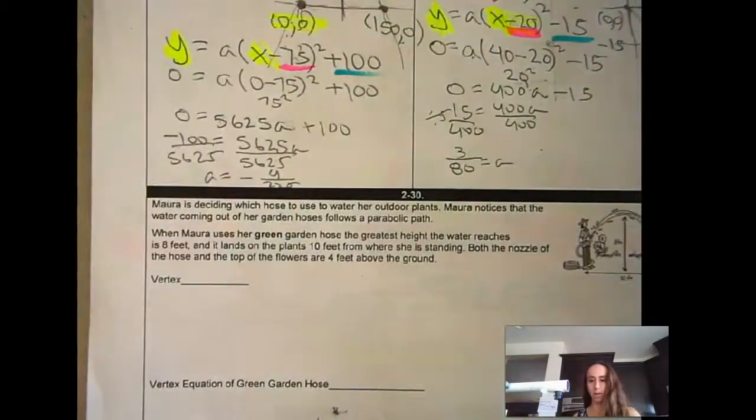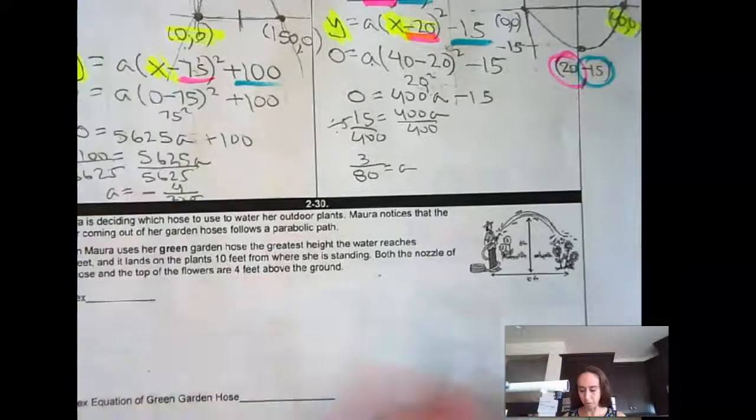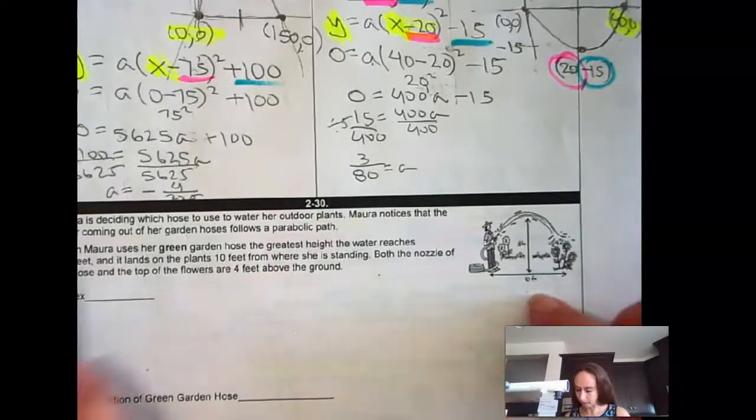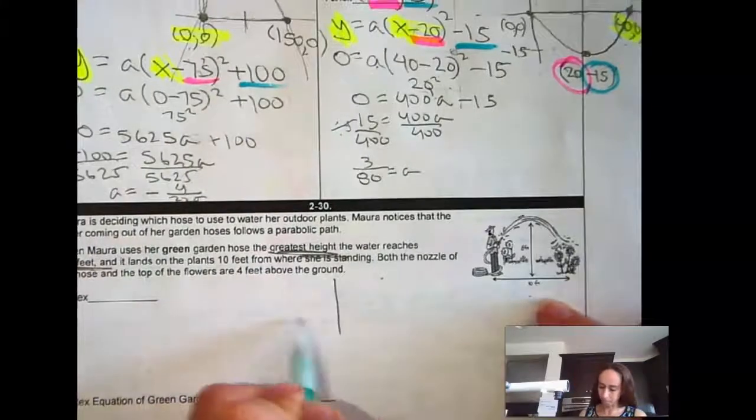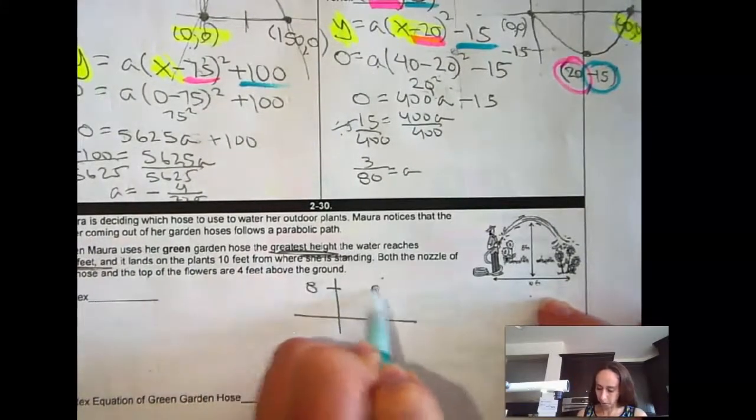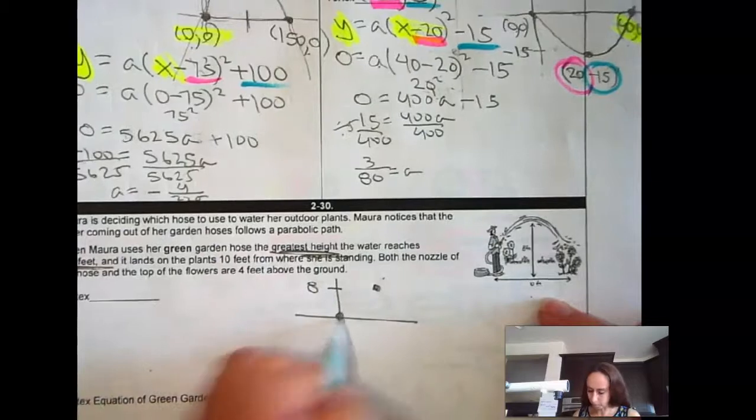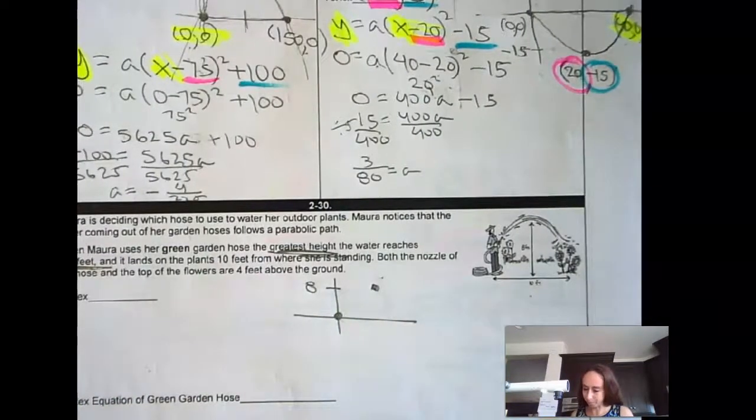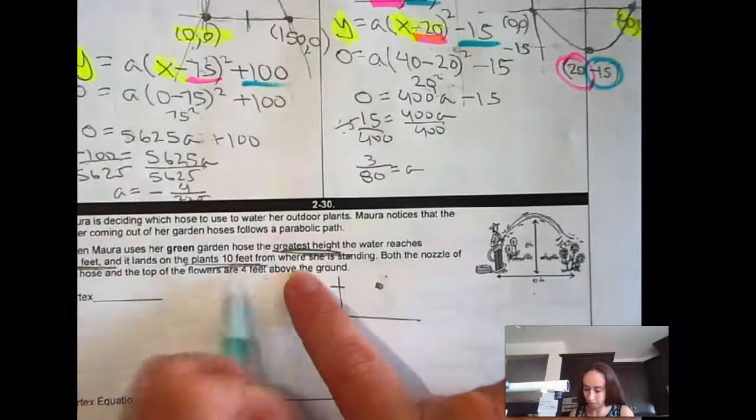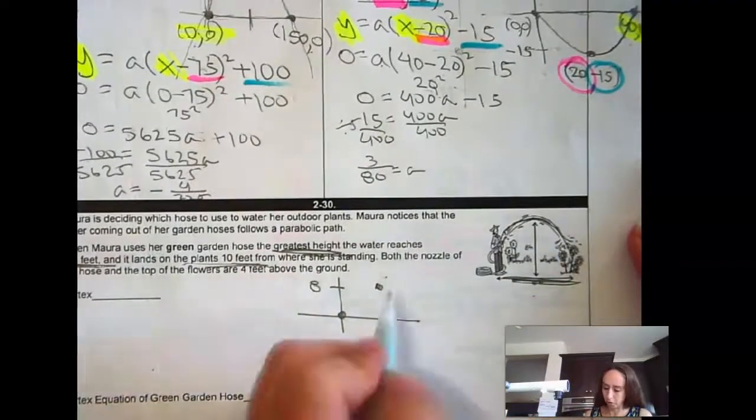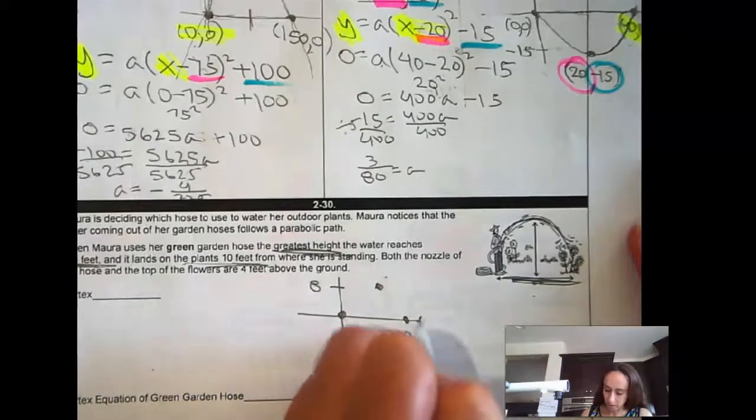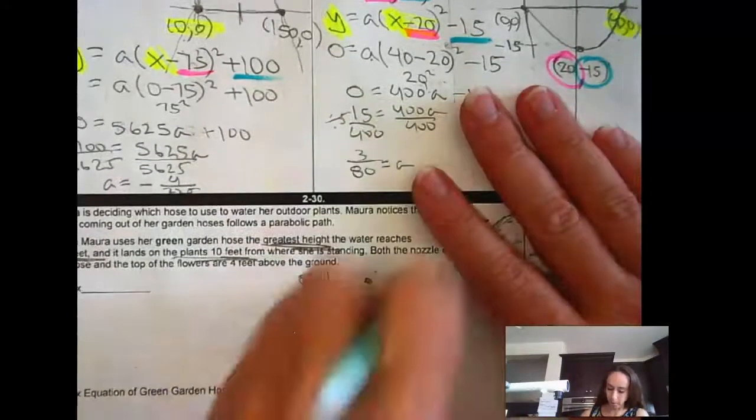Give me a second to read it. So I just noticed over here they drew me a cute little picture, but let's see. It says the greatest height is 8 feet. So somewhere here. And we know that's going to be there because you always start at 0, 0. And it says it goes 10 feet across. And if you don't believe me, there's the 10 feet. There's the beautiful picture. So that means that's 10. So that's 10, 0. I'll just put it there.